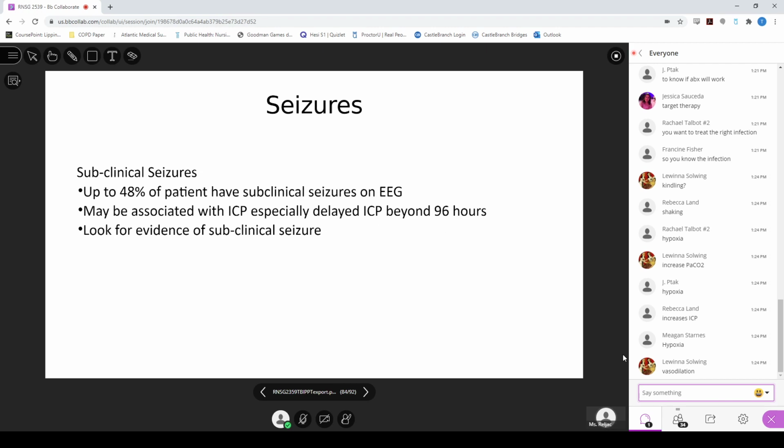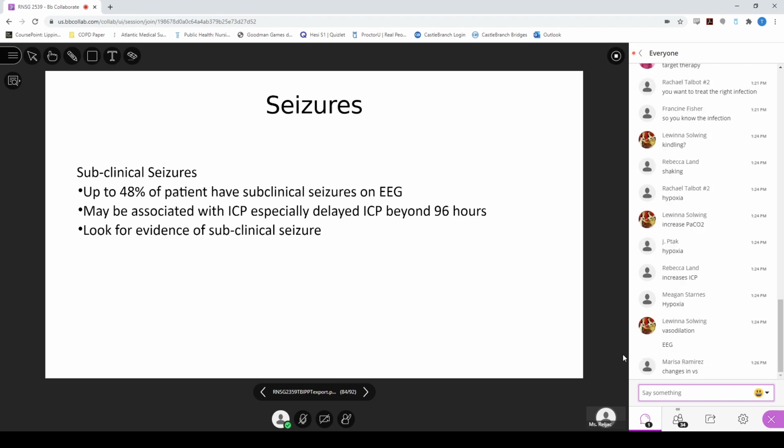Then we talked about subclinical seizures. They're associated with increased ICP also. You need to look for that subclinical evidence of seizures. And what does that look like? What is the evidence of subclinical seizures? If a patient's just laying there and you can't tell they're having a seizure, well, yes, an EEG, but what if they're not hooked up to EEG? Marissa, vital signs changes. That's what it'll show you, the vital sign changes and eye deviation.